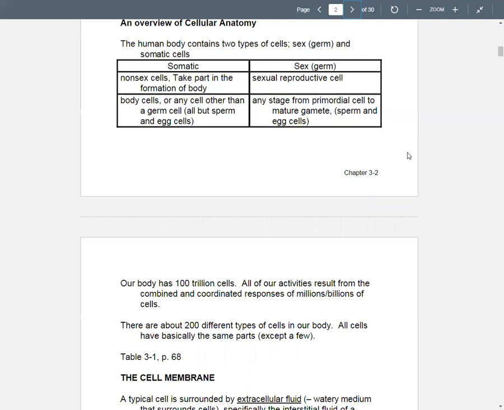Your somatic cells, again, are your body cells. Basically, any cell other than a germ cell is a somatic cell. So basically, your only sex cells are your sperm cells and your egg cells. In the sex cells, you would also have anything from what we call a primordial cell to a mature gamete. So basically, anything that's developing into a sperm or an egg cell is a germ cell.